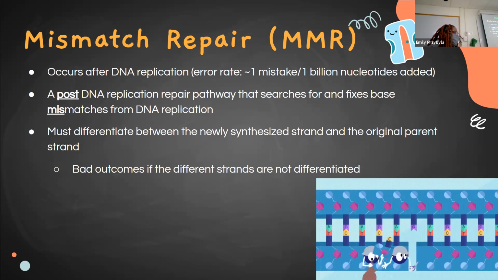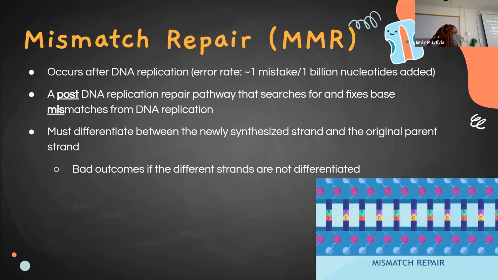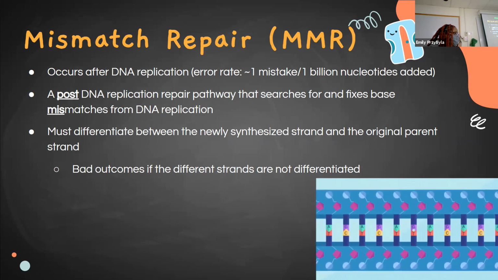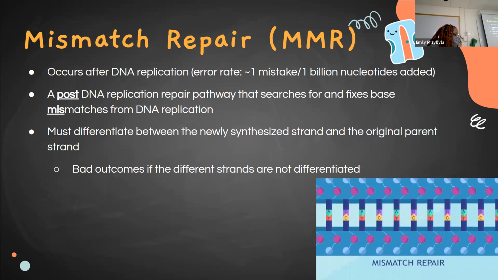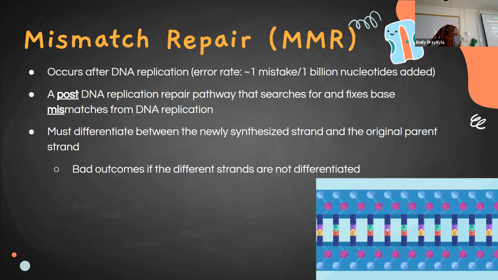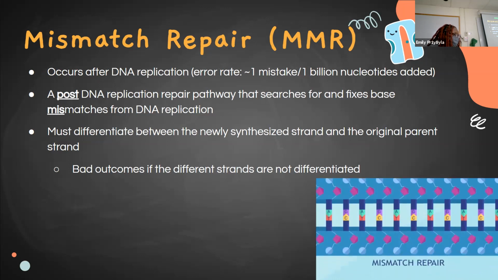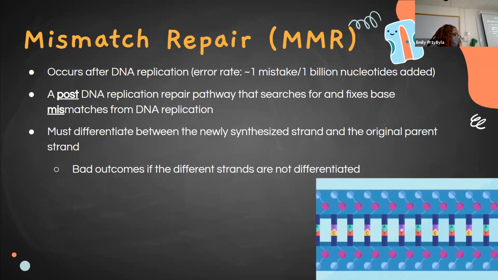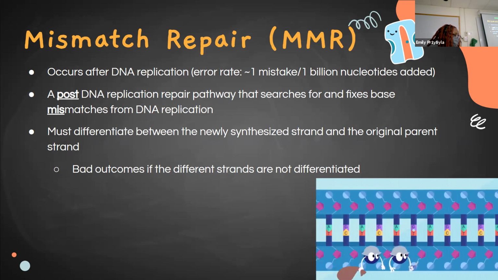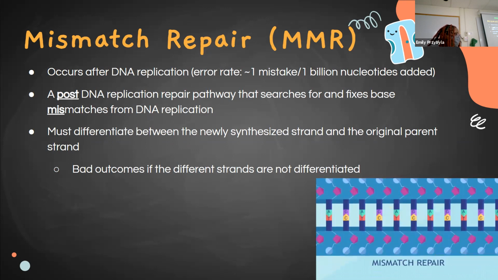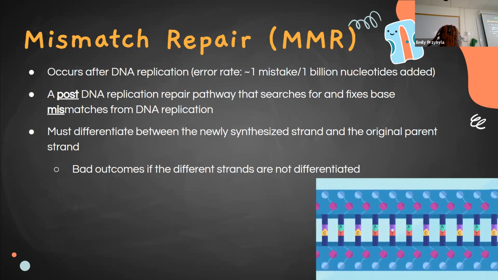So this is a post-DNA replication repair pathway. Proofreading is happening during replication, right? So this happens after replication, and we search for and fix a base that has mismatched. Basically, if we're matching with a T, if it's anything other than an A, that's a mismatch. It's important that we differentiate between the newly synthesized strand and the original strand, because if we change the original strand, then we're messing up the original DNA. So this is a really important step to know which one's newly synthesized and which one's original. We will get into the bad outcomes if they are not differentiated.